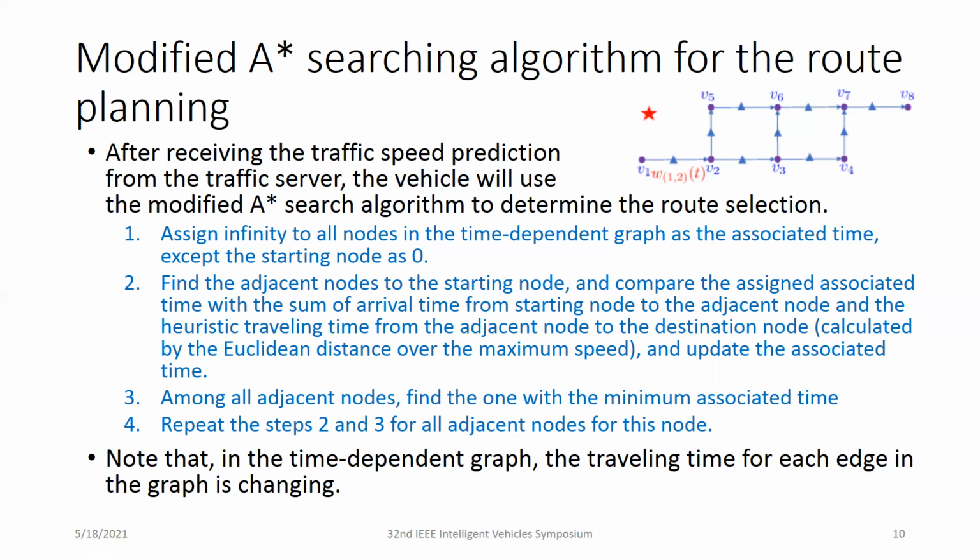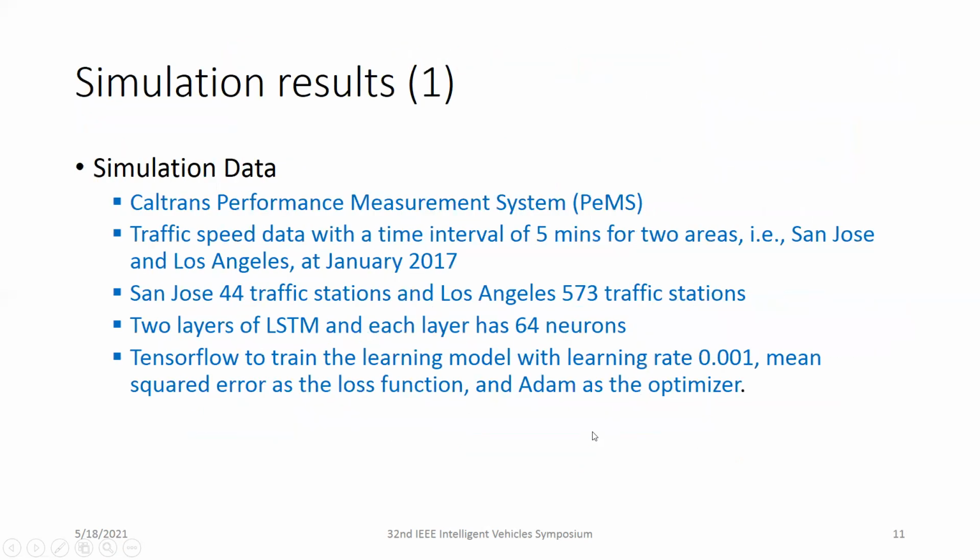Note that because we can set a time-dependent graph, the traveling time for each edge is changing over time. In the next section, I'm going to present some information regarding the simulation. We use real data from the California Department of Transportation, specifically from the San Jose area and the Los Angeles area.